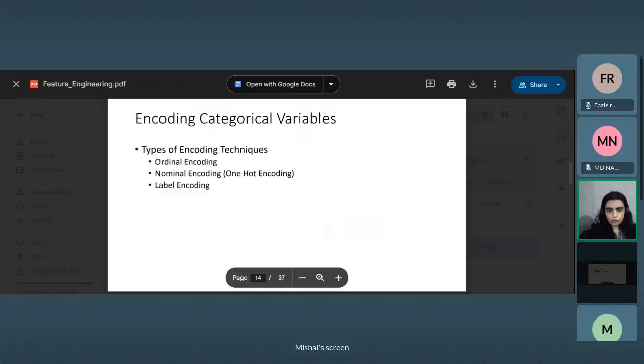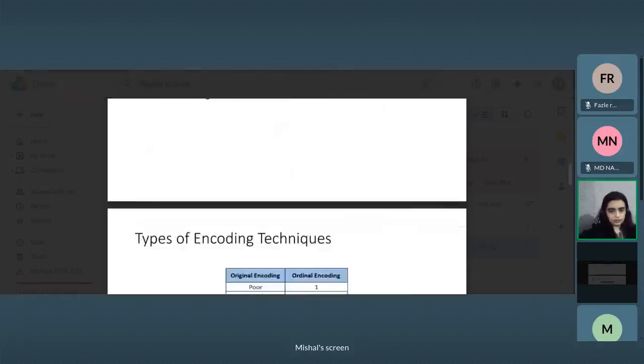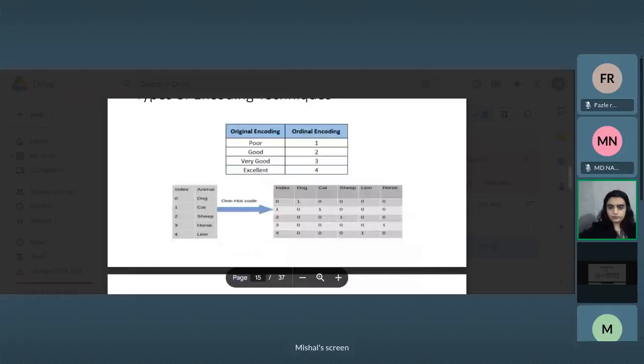Ordinal, nominal, and then there is label encoding. We will discuss it later. What's label encoding? Here we have an example: poor, good, very good, excellent. These are the ratings of a movie, maybe, or some restaurant. So it is ordinal in nature. Now, how can we do the conversion? We can consider poor as 1, good as 2, very good as 3, excellent as 4. So there is a certain order in the numbers also. The order we had here, we are retaining it here.